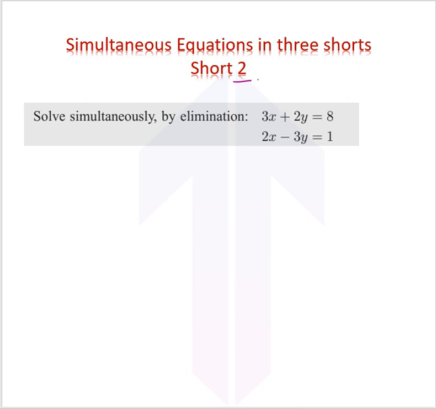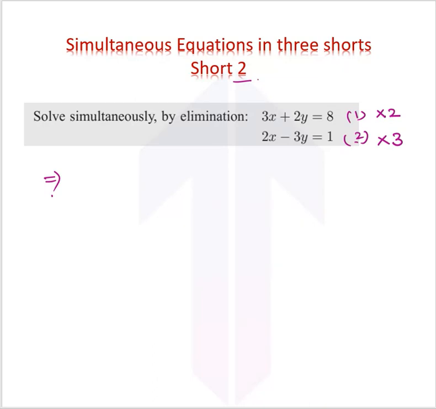You have to solve simultaneous equations by the elimination method. To eliminate, we would either make the coefficient of x or y the same for both equations. So what I will do here is multiply the first equation by 2 and the second equation by 3.